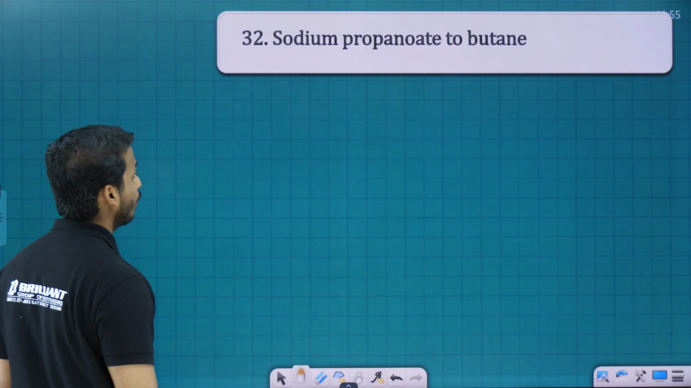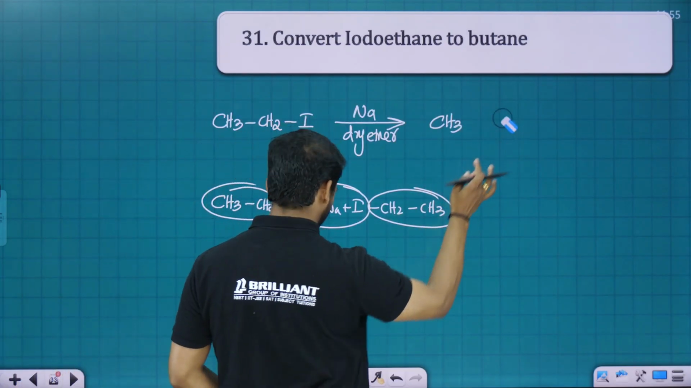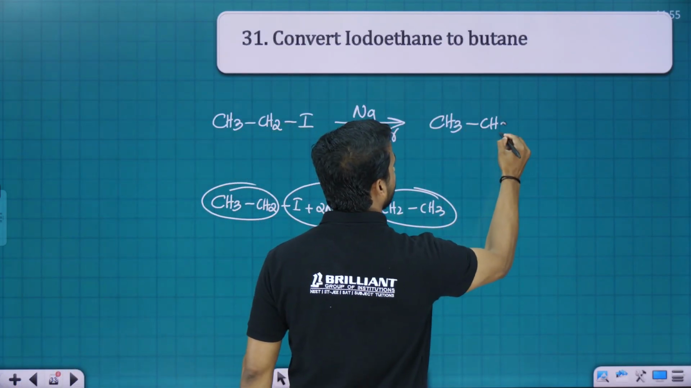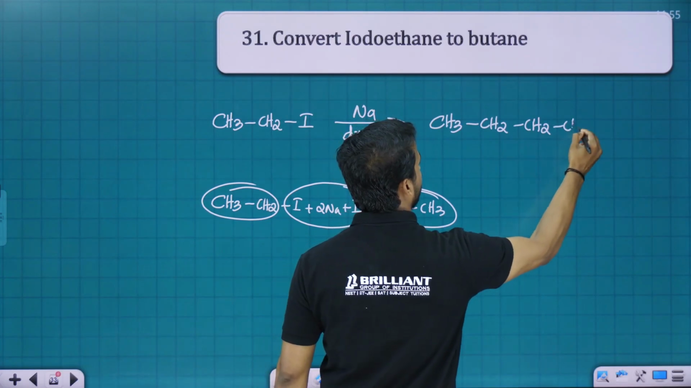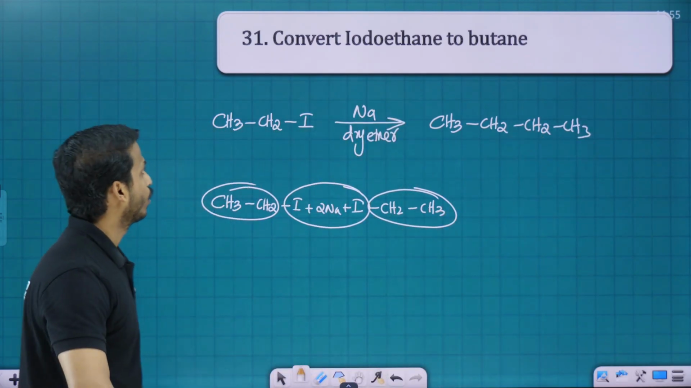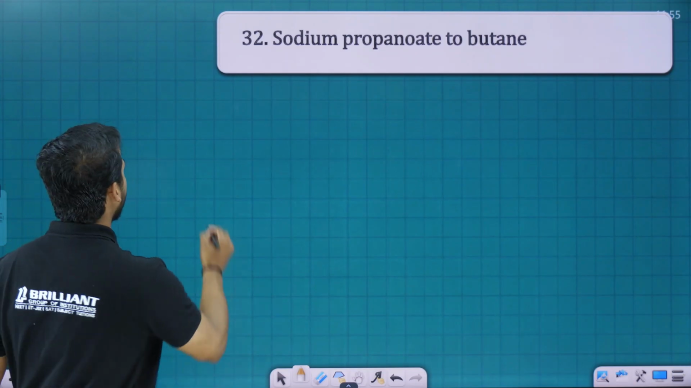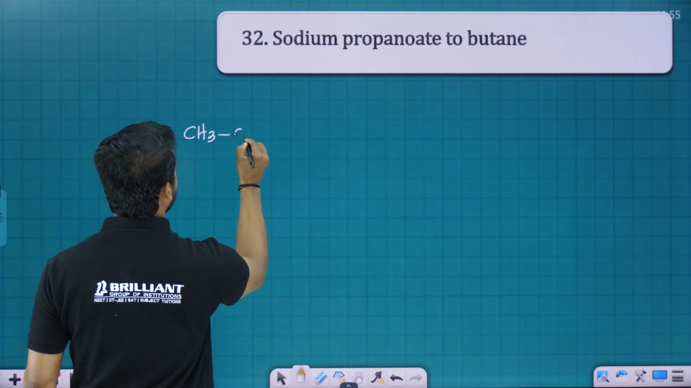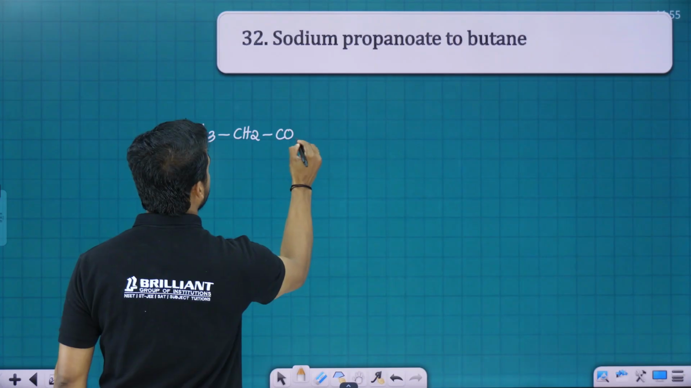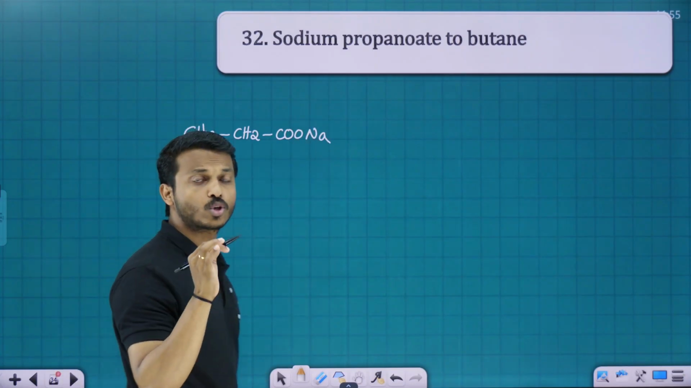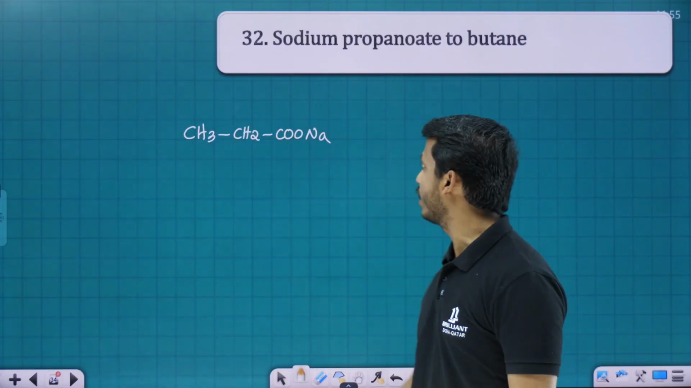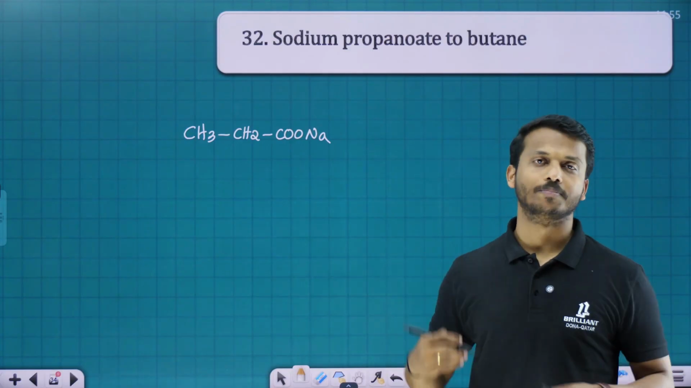Okay, next one. So the product is butane, we need to write CH3CH2CH2CH3. Butane, okay. Question number 32. Sodium propanoate. What is sodium propanoate? CH3CH2COONa. The sodium salt of propanoic acid is called sodium propanoate, to butane.